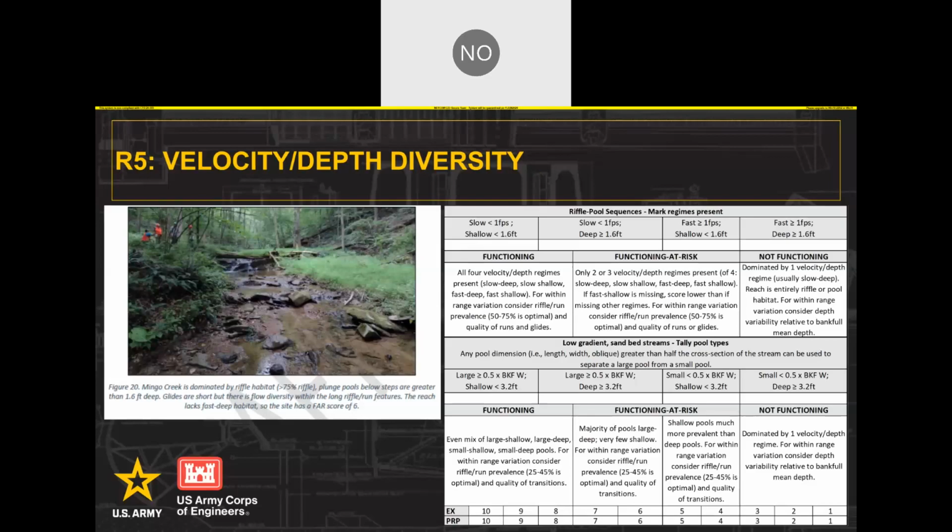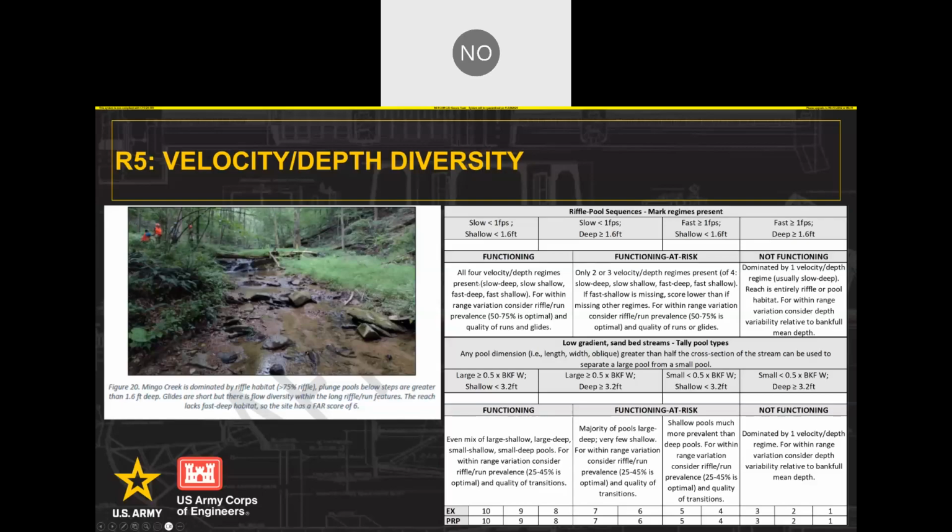So the last one I have for this set is velocity depth diversity, metric 5. This is very similar to the RBP, Rapid Bioassessment Protocol habitat forms that EPA created back in the 90s. We're looking at the number of velocity depth regimes. So you have slow shallow, so less than a foot per second, less than 1.6 feet deep, slow deep, fast shallow, and fast deep.